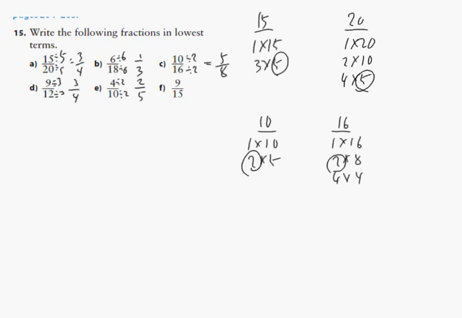And finally, 9/15. I got to think of my divisibility rules. 9 is divisible by 3 because 3 times 3 is 9. 15, if I take the digits 1 plus 5, that equals 6, which means it's divisible by 3. So 3 is a common factor for both. I get 3/5 as my fraction in lowest terms.